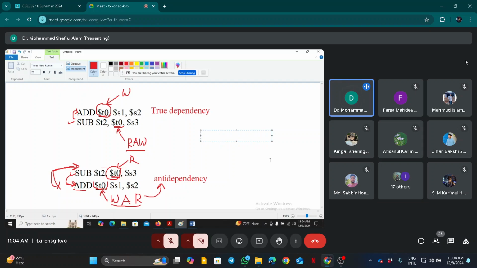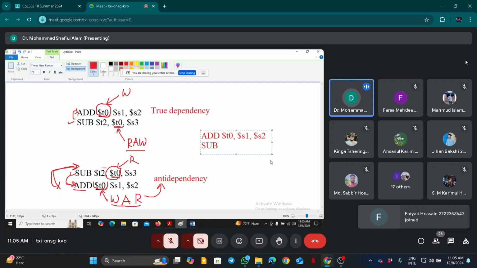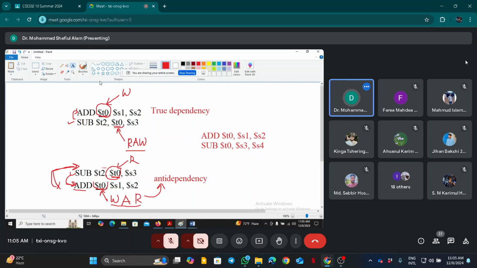And there's another type of hazard. For example, let's say if we use something like this, T0, S1, S2, and we have another instruction. Let's say T0, S3, S4. So look at this pair of instructions.